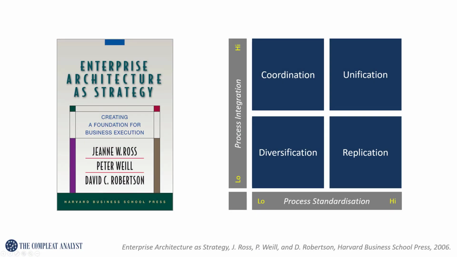I'd like to start by recommending a book. This one, Enterprise Architecture as Strategy, published in 2006, has become a bit of a classic and does an excellent job in structuring the strategic alternatives for an enterprise operating model. It lays out 4 basic operating model types from which an enterprise may choose based on how it wants to grow. These are the 4 you see here: coordination, unification, diversification, and replication.